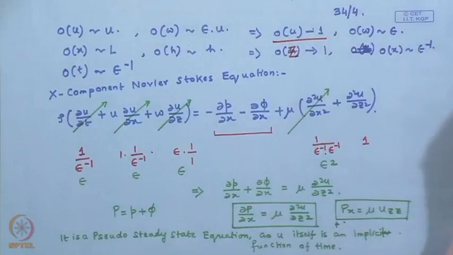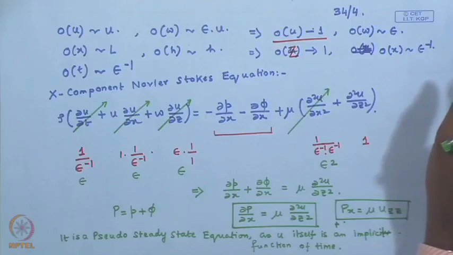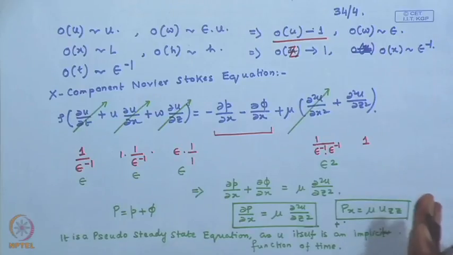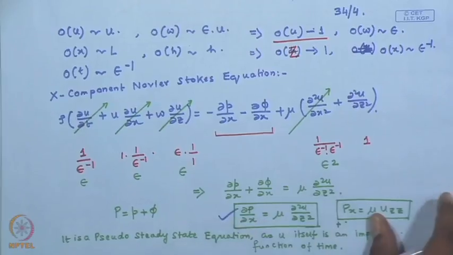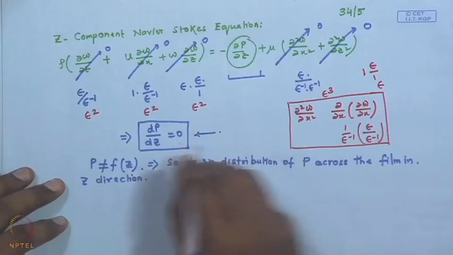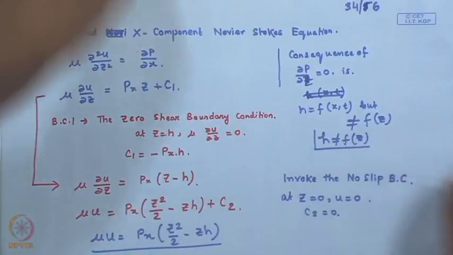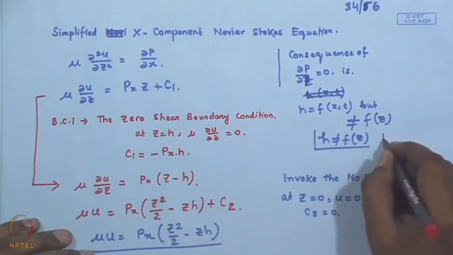Then we looked at the order of magnitude analysis of the x component Navier-Stokes equation, which gave us this simplified form, where all other terms are much smaller as compared to these terms. So this is our final governing equation. And we also looked at the z component Navier-Stokes equation, which gave us del p del z is equal to 0, which eventually tells us that h is not a function of z.